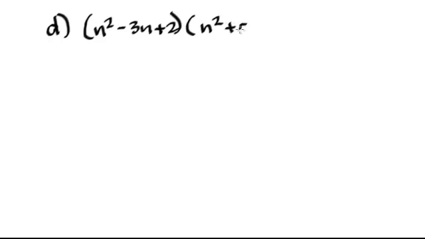Letter D. N squared minus 3n plus 2 times n squared plus 5n minus 4.